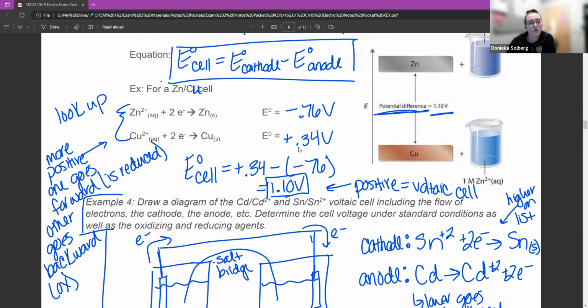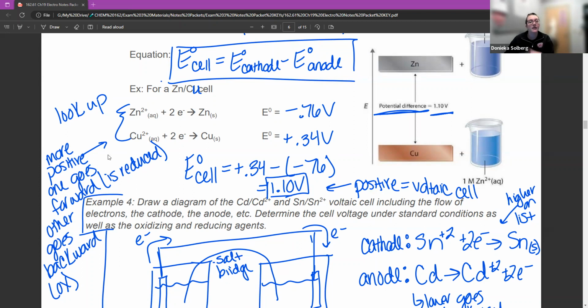That is the difference between 0.34 and 0.76. So what is that space? That is the potential difference. That is how much voltage we can get from this cell if we are at 1 molar and all of those things. Okay, so you have to actually look these up.